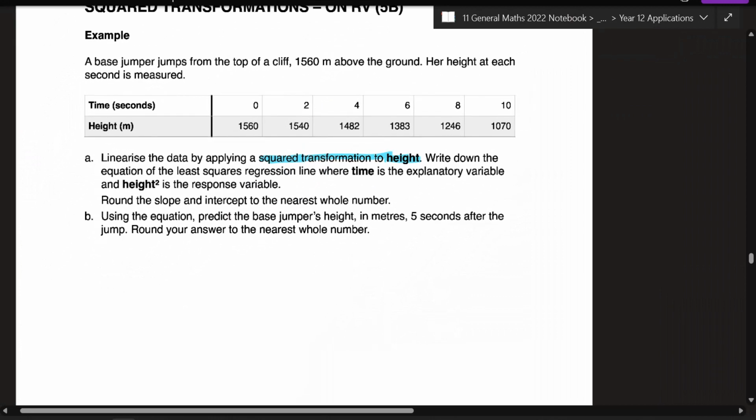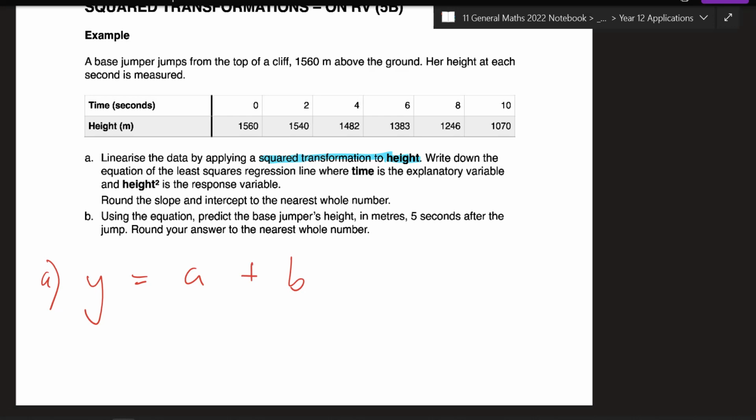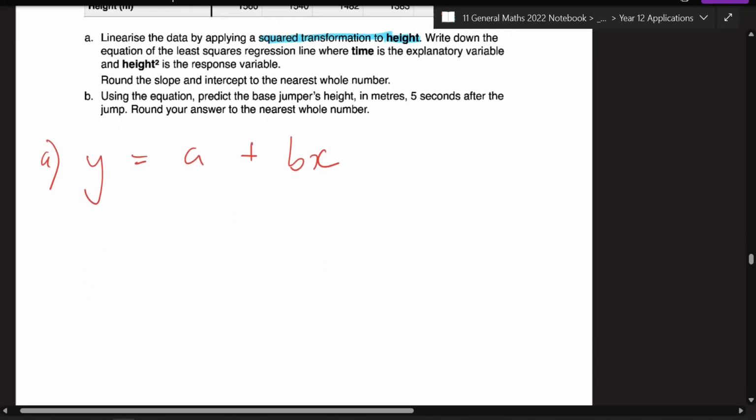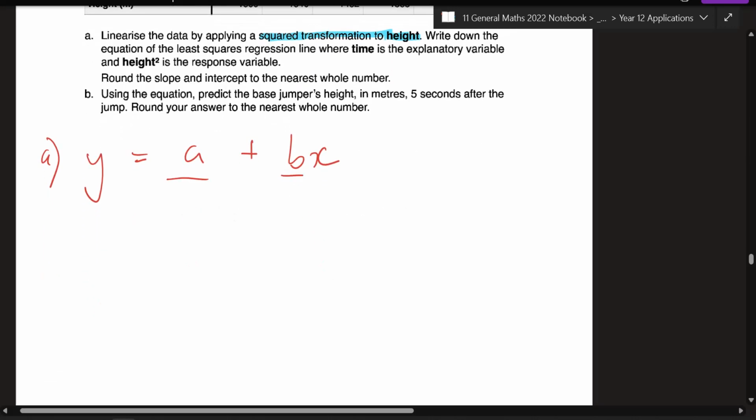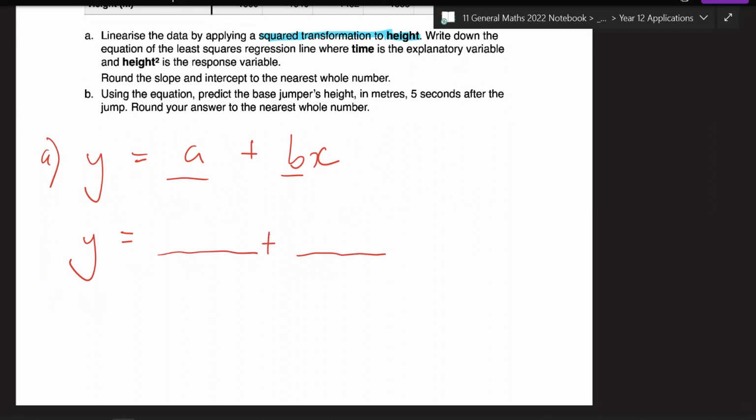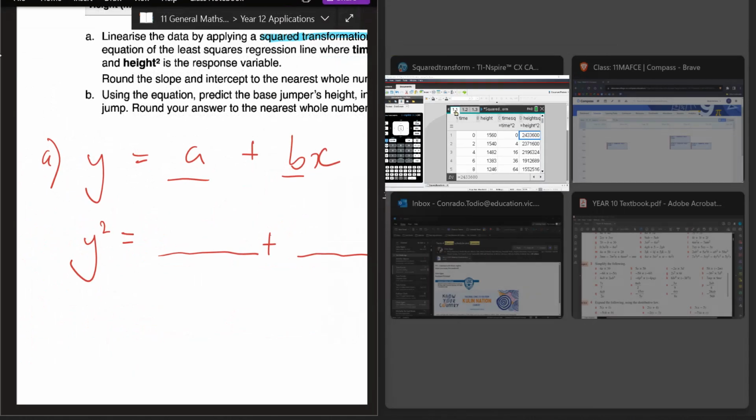Let's go back to this because we now need to write down the formula. So remember the formula is y equals a plus bx. And what you're changing is a and b. So it's going to be y equals whatever a is plus whatever b is x. Now remember, what did we square here, Ryan? Instead of x, we squared y. So it should be y squared is equal to whatever the values are. So let's find out what that is.